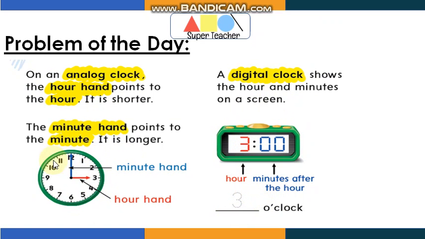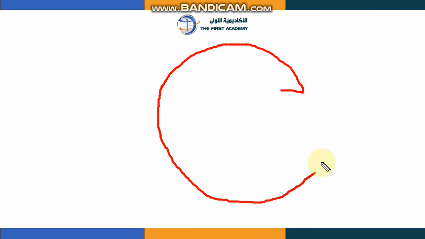See, the analog clock and the digital clock are showing the same time. So everyone, I am going to draw an analog clock. First of all, it looks like a circle, okay? And it has 12 numbers. So let's write them. I'm going to write 12 numbers, right? So let me start from 1.